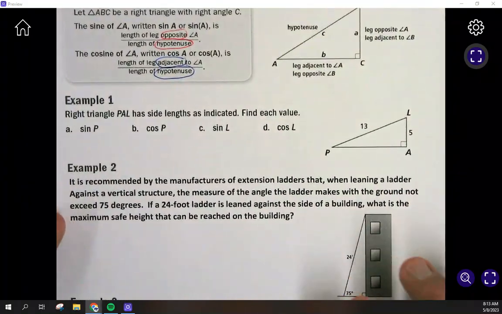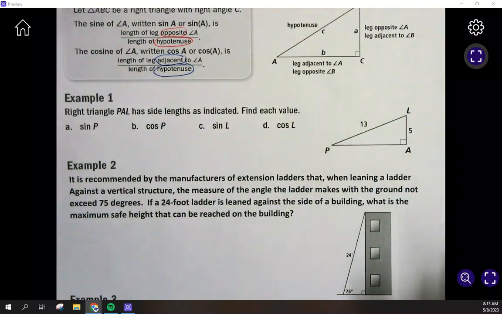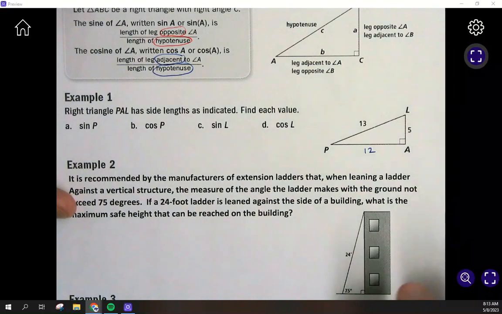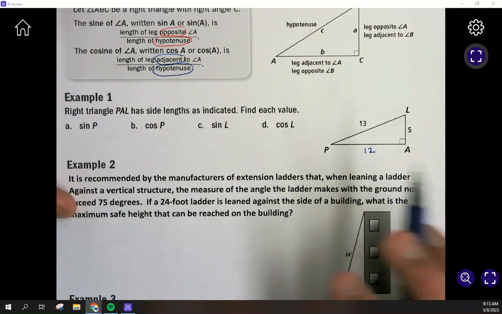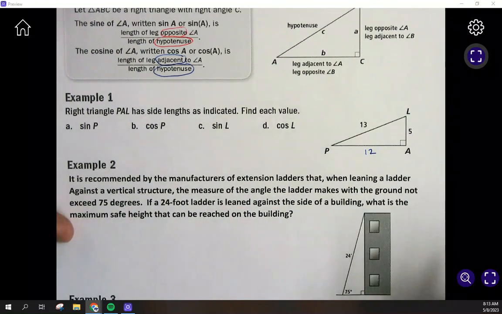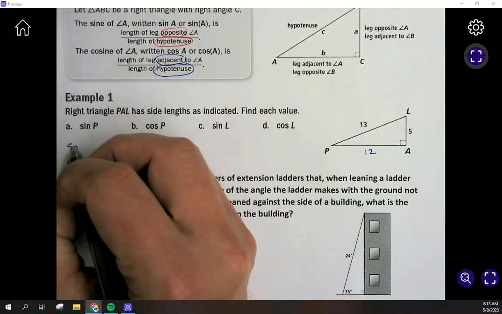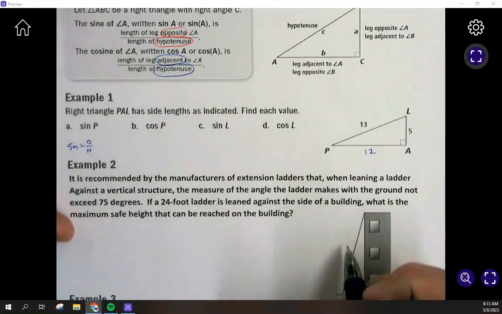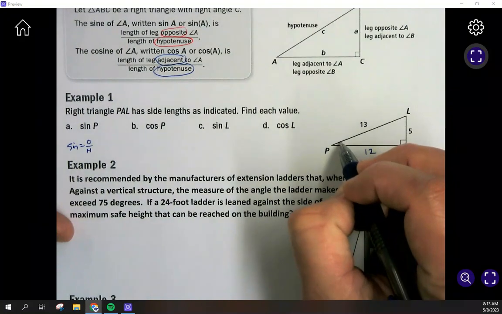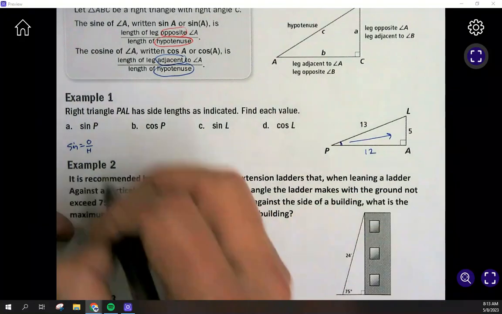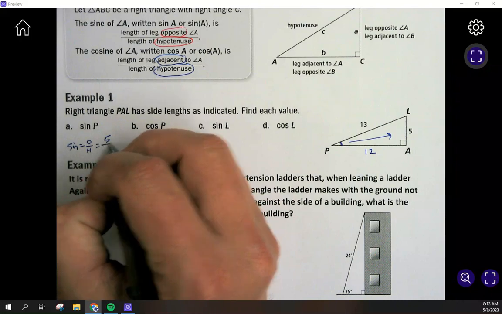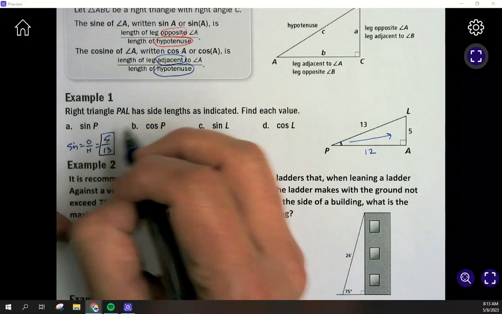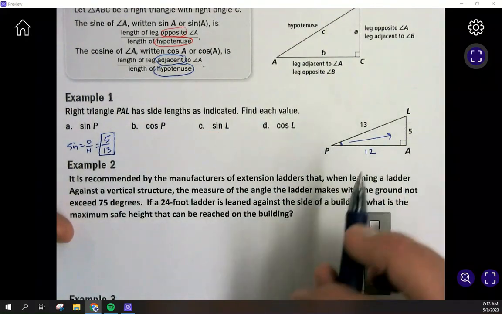So let's jump right in. Example number 1, just setting these ratios up. So first of all, this is a 5, 12, 13. If you didn't see that, you could use a squared plus b squared equals c squared to find it. So now we're going to set up our ratios here. So sine equals opposite over hypotenuse from the angle itself. So here's angle P. Opposite would be 5. And now we're using the hypotenuse, which is 13. So the sine ratio of angle P is 5 over 13.